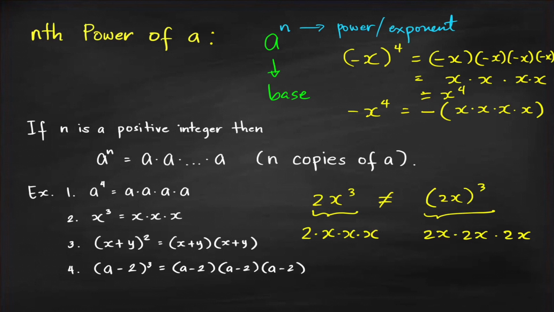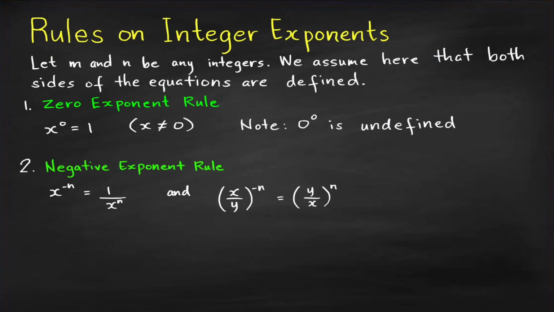Now let us review the rules on integer exponents. Let m and n be any integers, for example, 1, 2, 3, 4, 5, and so on, or their negatives, or 0. Here we assume that both sides of the equations are defined. Again, defined means they are real numbers. The first rule, the zero exponent rule, states that any non-zero number raised to 0 is equal to 1. For example, 2 raised to 0 is equal to 1. Let's say negative 3 raised to 0 is equal to 1, and so on. But keep in mind that 0 raised to 0 is undefined.